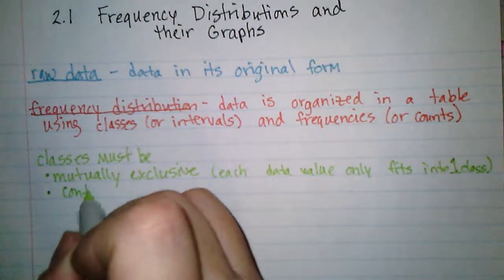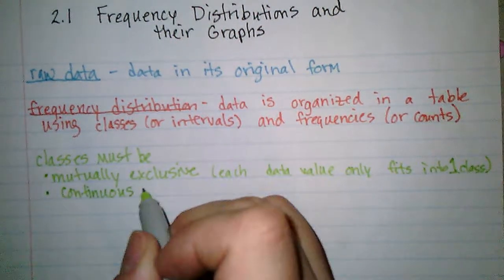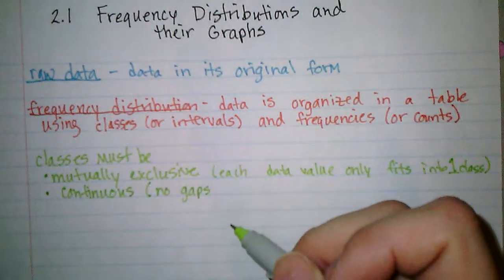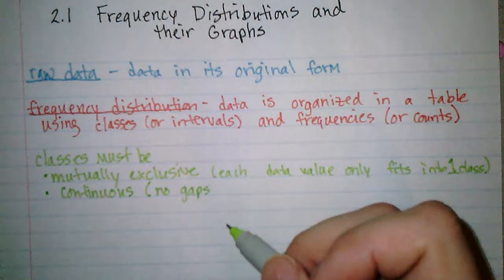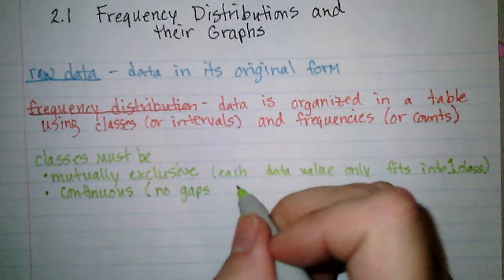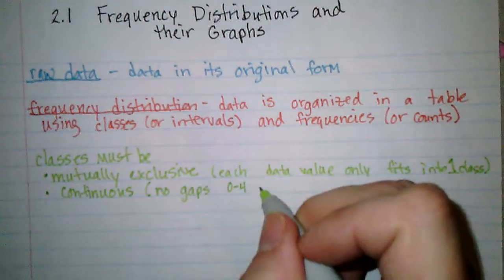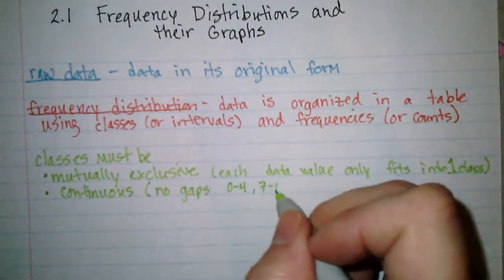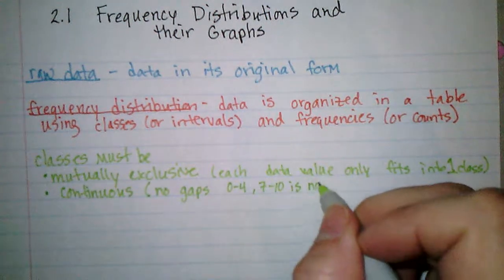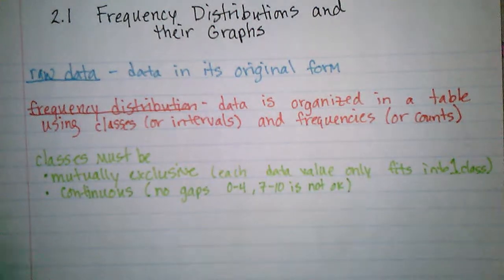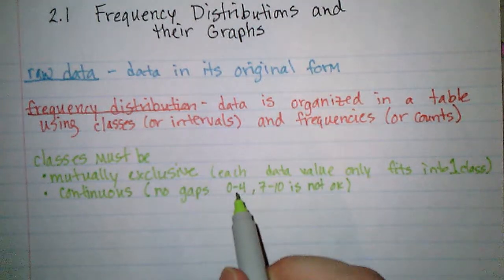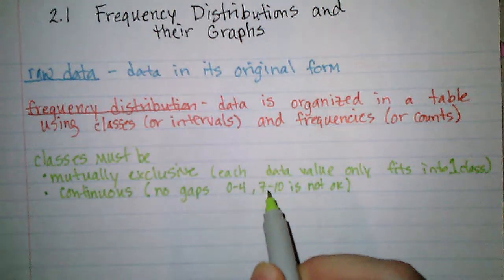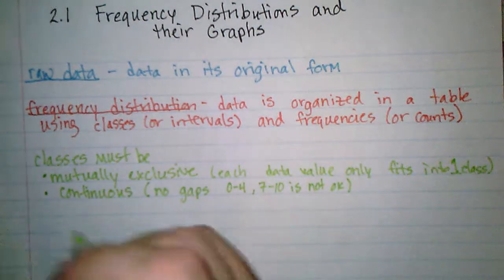Classes must be continuous, which means that there are no gaps. So, for example, even if I don't have any data in between the numbers, like say I only have numbers that go between 0 and 4, and then I don't have any 5s or 6s, I can't just skip and go 7 to 10. That's not okay. I have to cover all of the possibilities. So I'd have to go like 0 to 4, and then 5 to 9, and then 10 to whatever, 14.